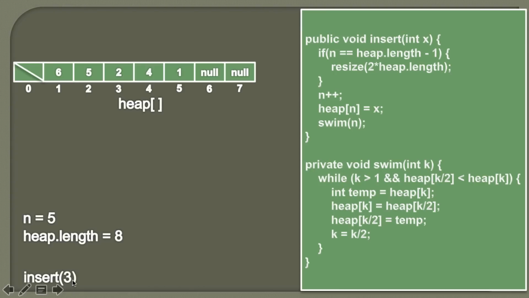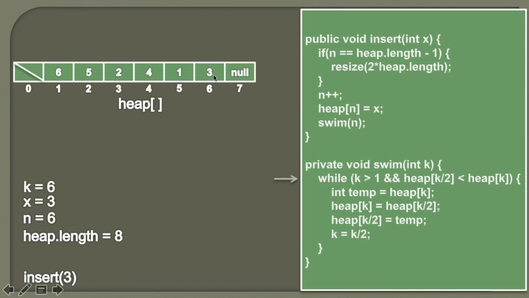Now let's say we want to insert 3. So x becomes 3. The condition in if block comes out to be false because 5 is not equal to 7. We'll increment the value of n by 1 as we are inserting 3 now. So n becomes 6. So at index 6 we'll simply insert 3. And then we'll perform the bottom up reheapify at index 6. So we'll call the swim method and pass the value as 6. So the value of k will become 6.